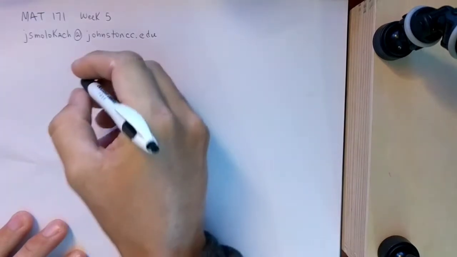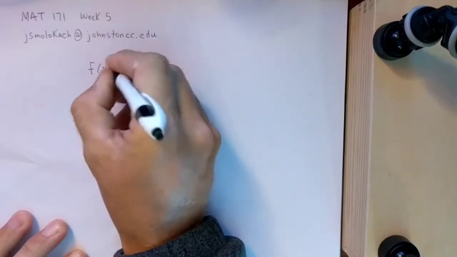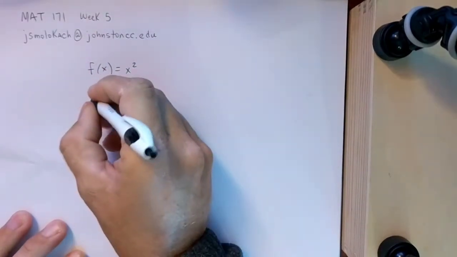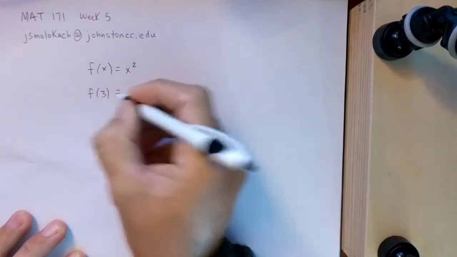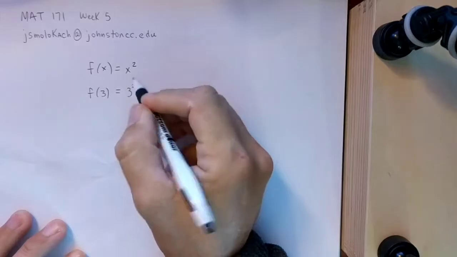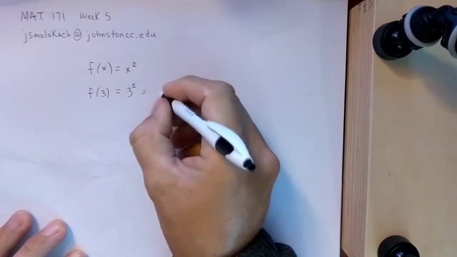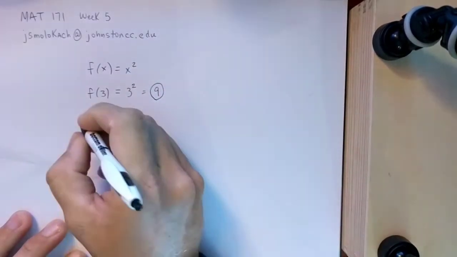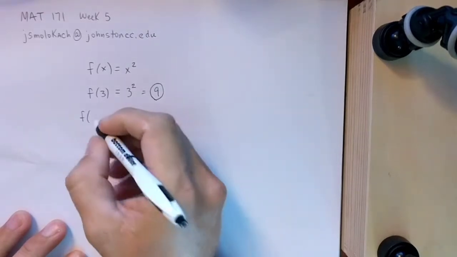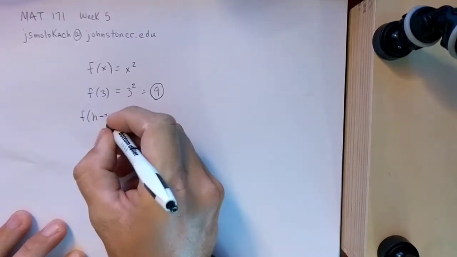So let's start off with something like, say, f of x equals x squared. And let's say you want to evaluate, say, f of 3. That's pretty easy, right? You just put 3 in the place of x, and then it tells you to square the x, so the answer would be 9.